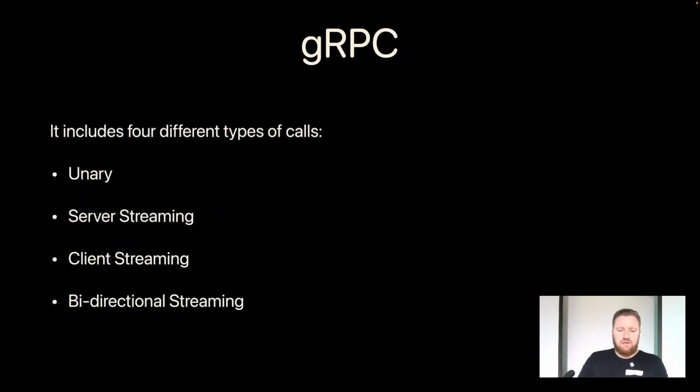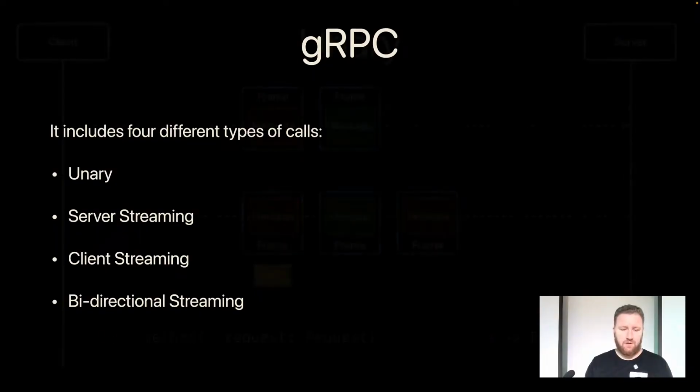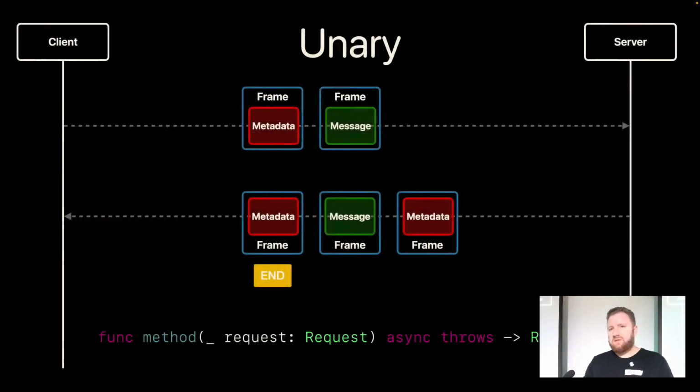So gRPC includes four different types of remote procedure calls. They have a unary request and response type, and then three different types of streaming that build on top of the HTTP/2 capabilities we talked about before. The first of these is the unary one, which is your basic REST-style request and response. They call it unary because it involves a single data frame in either direction.